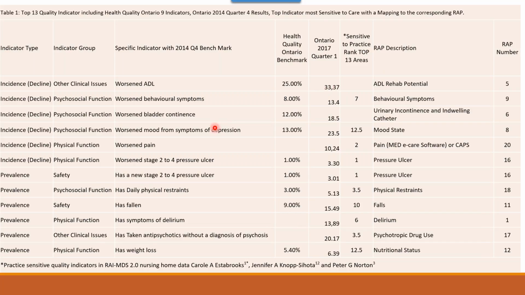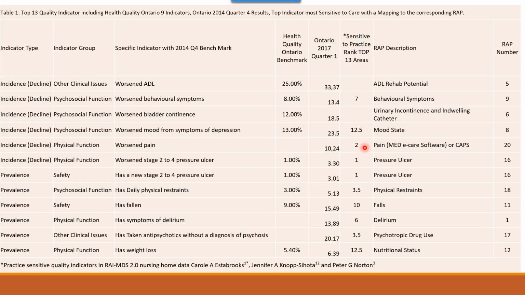If we go to the current averages, you can see worsening pain is one of the 13 indicators that we track. And I track these 13 indicators because they include the Health Quality Ontario benchmarks, as well as the current provincial numbers, and then sensitivity to practice. And notice here that from that Carol Esterbrook paper that was published in Canada, coming out of University of Alberta, we can see that pain is one of the areas that nursing practice has a great deal of control over.